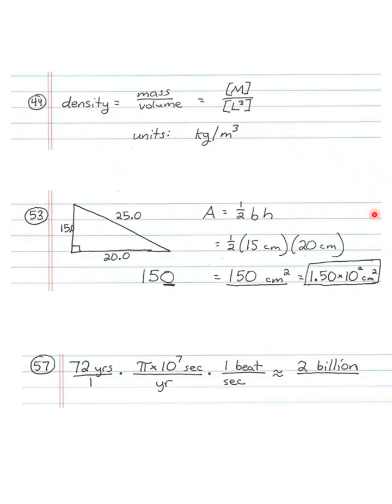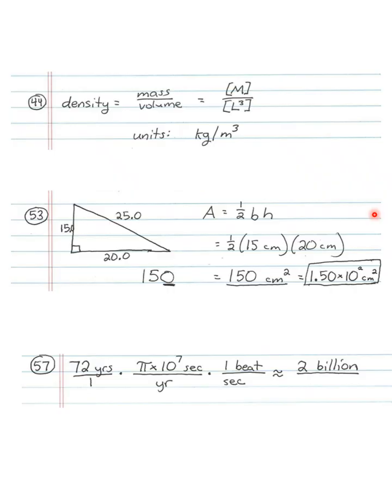Number 53. Find the area of a right triangle with sides 15 centimeters, 20 centimeters, and 25 centimeters. All of those are given in 3 significant figures. Express your answer with the correct number of significant figures. All right, I've drawn the picture there. 15 by 20, the hypotenuse is going to give 25.